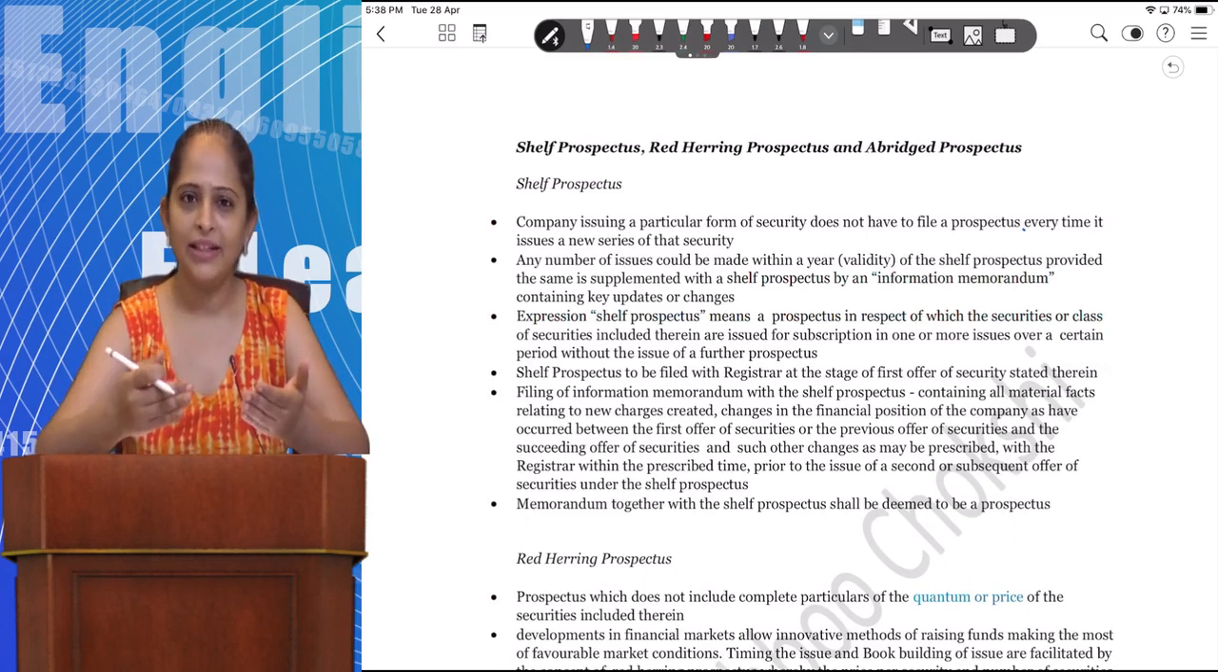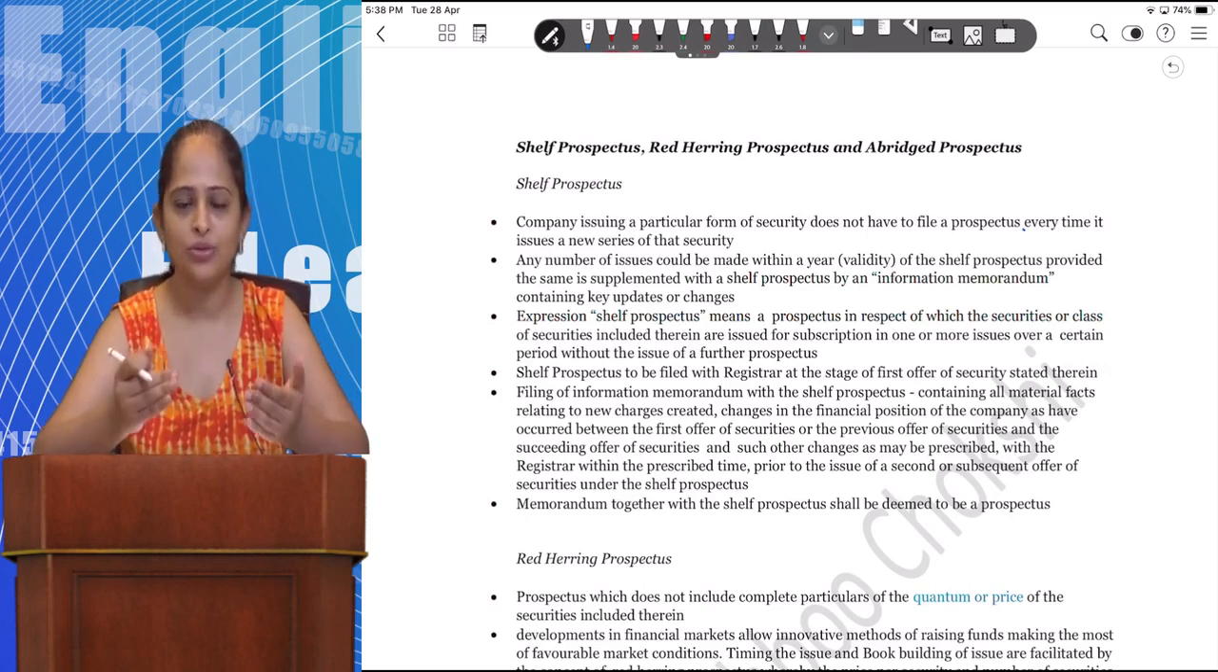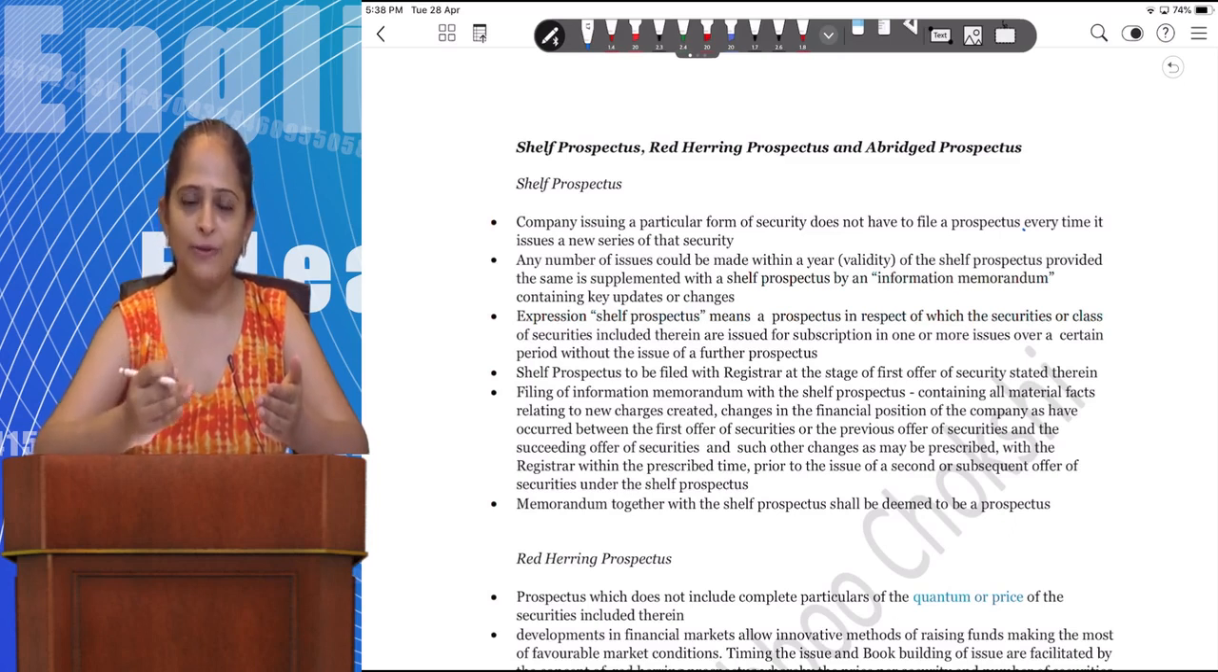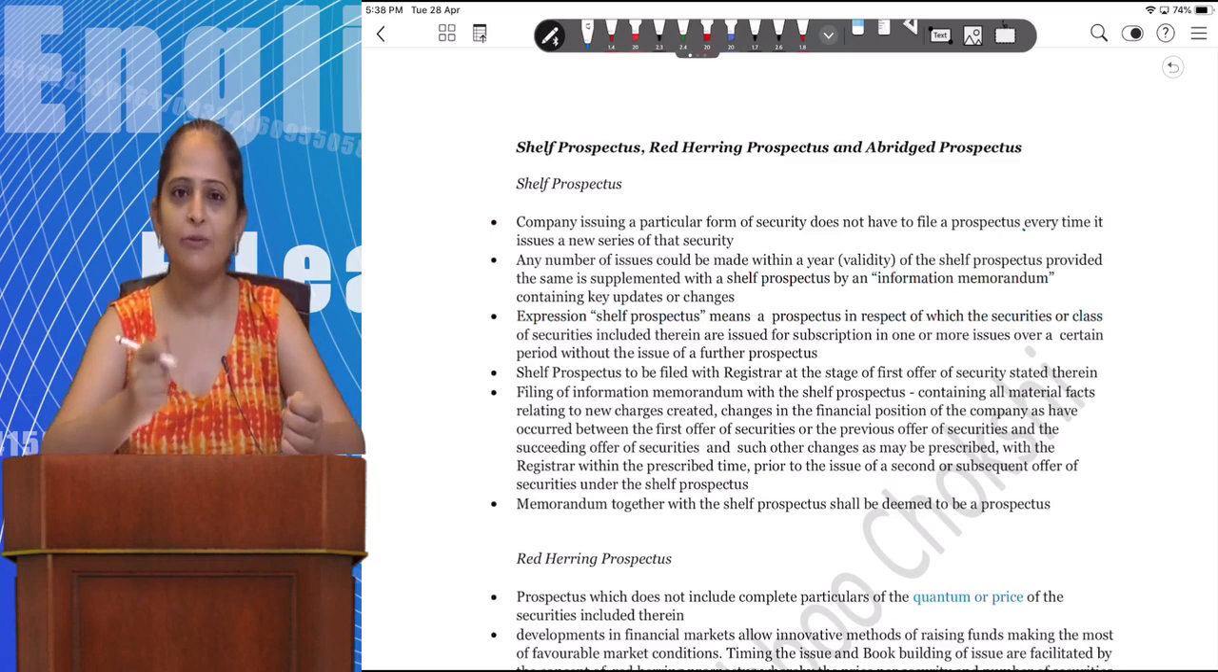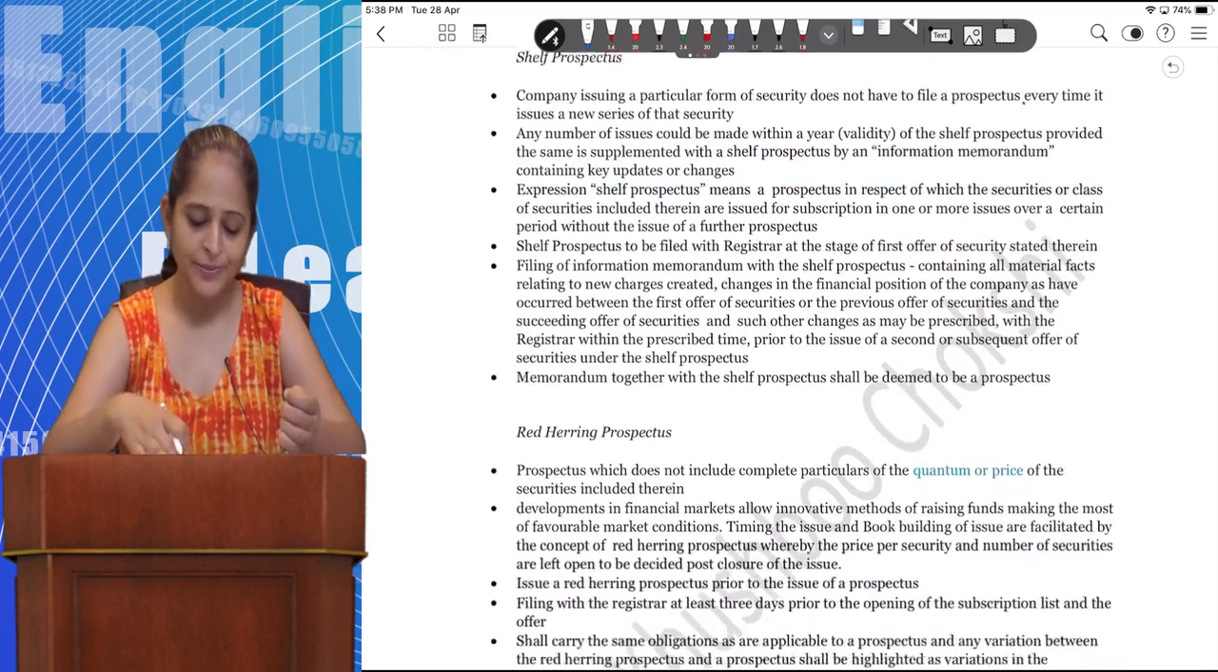So when the second time I am making the issue of securities, I don't have to go through the entire procedure of making the prospectus, because the procedure is quite a lengthy procedure, as you would know. I just have to take the shelf prospectus and use the same prospectus and file an information memorandum if there are any changes in the shelf prospectus.